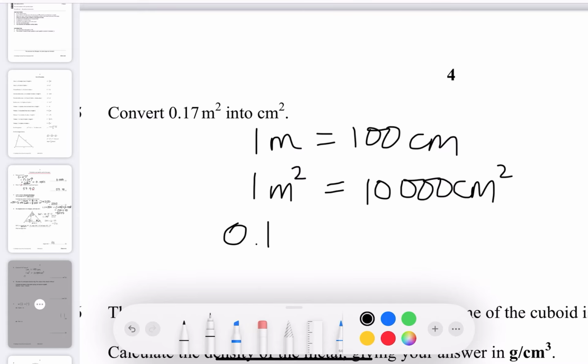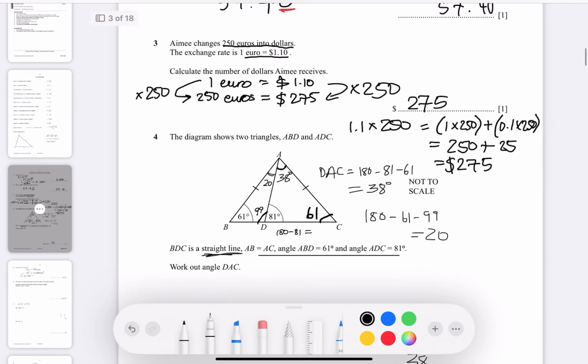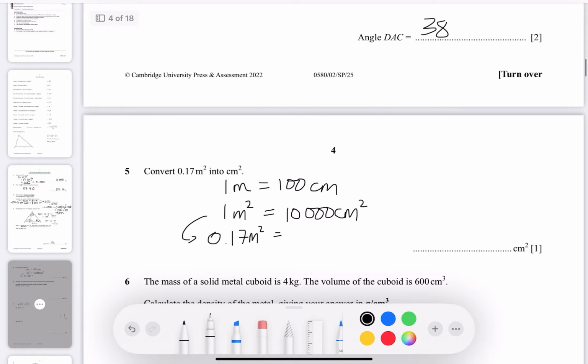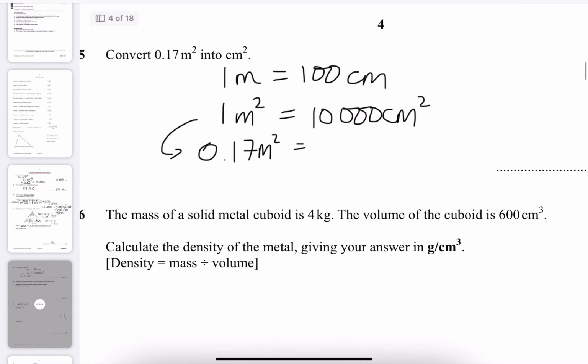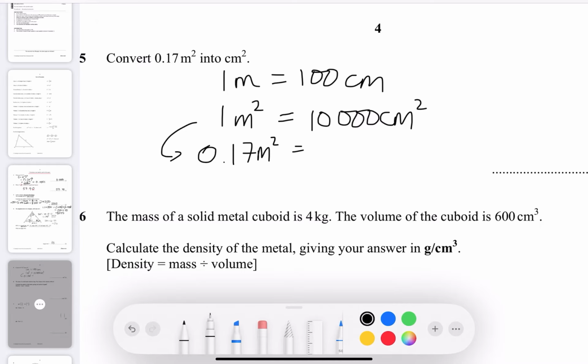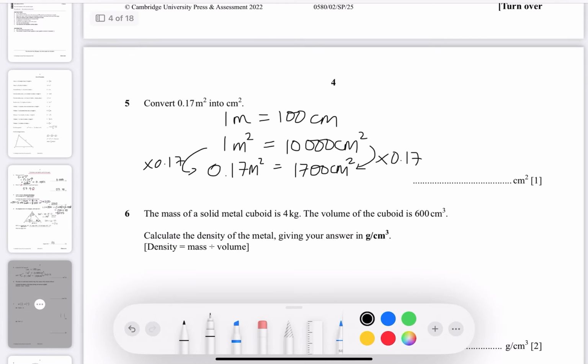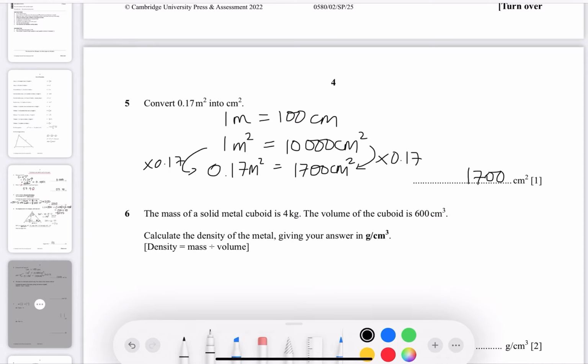So therefore, 0.17 meters squared is equal to, now remember this, the same thing that I did above with the conversion of the euros to dollars. We did the same thing here. So to get from 1 to 0.17, you multiply by 0.17. And then you do the same on the other side. And 10,000 centimeters squared multiplied by 0.17 is just 1,700 centimeters squared. So our answer is 1,700 centimeters squared. And that's that part done.